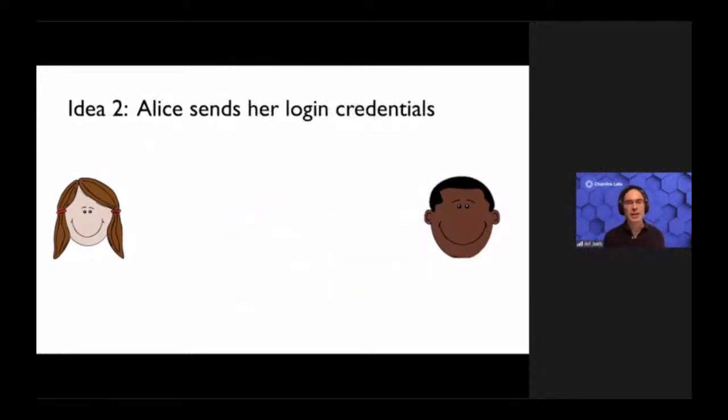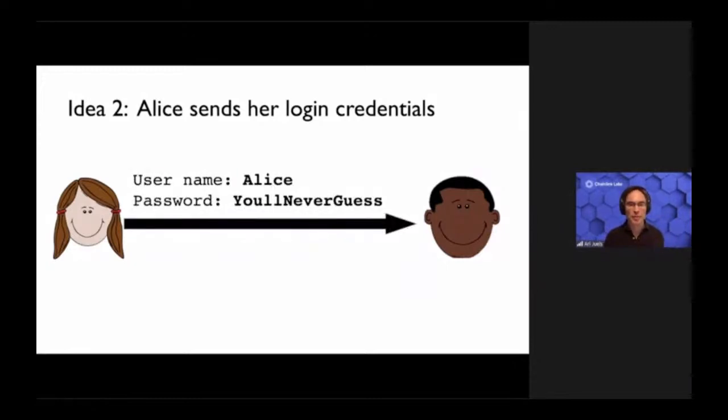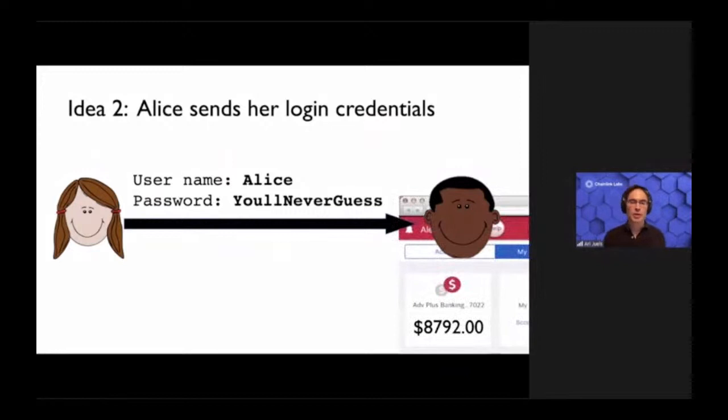Another possibility is that Alice sends her login credentials, her username and password, to Bob. Bob then logs into her account and checks her account balance. Now this works, but it's a bad habit for Alice to get into if she wants to keep her bank account balance above $5,000. So that's not quite going to work.